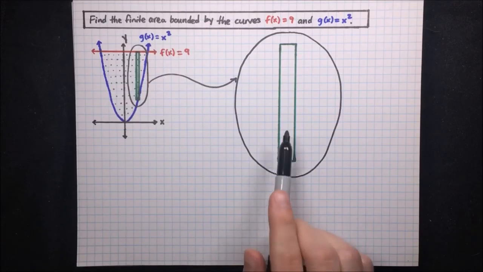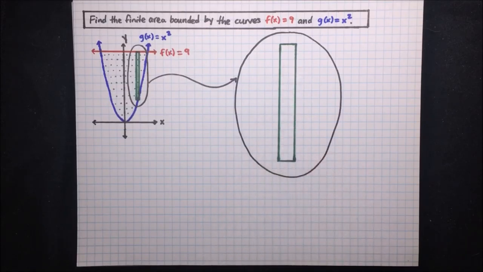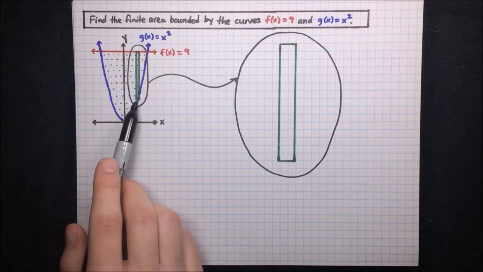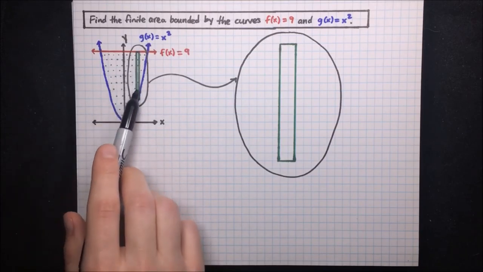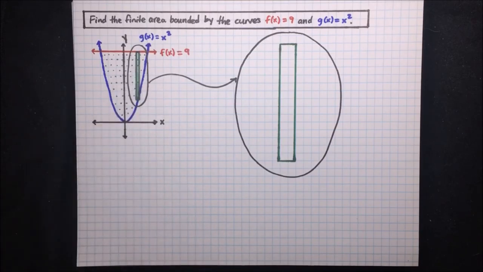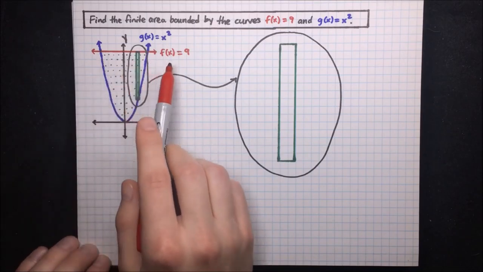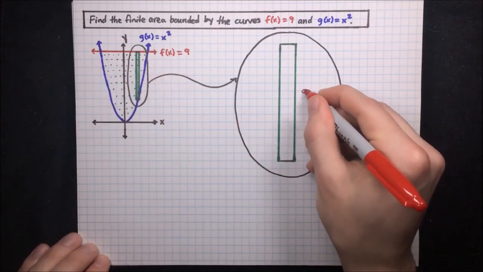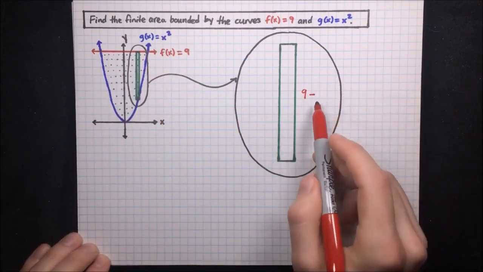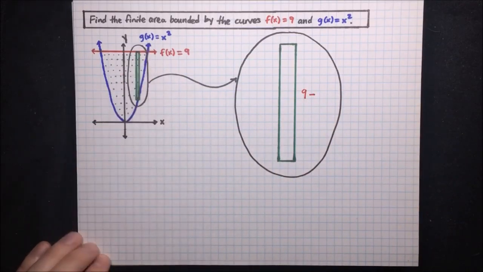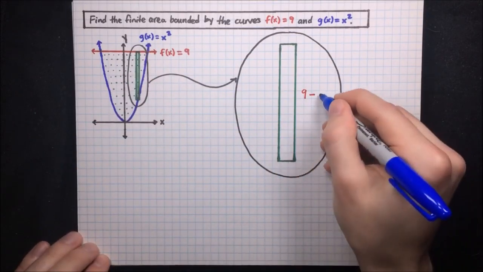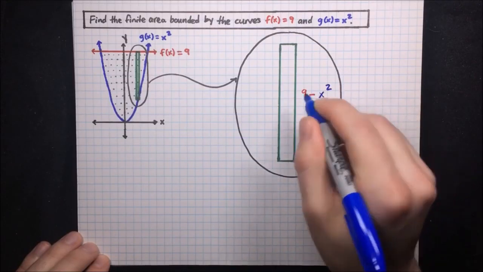First of all, what is the height of the rectangle? Well, if you think back to the graph, the height represents the vertical distance between these two curves. And we can represent that as the top curve minus the bottom curve. In this case, the top curve is f of x, which is 9. So we'll have 9, and then we have to subtract off the bottom curve, which is g of x, which is x squared. So the height is 9 minus x squared.